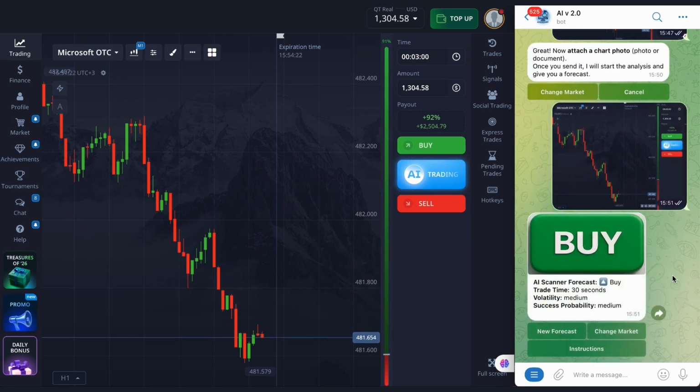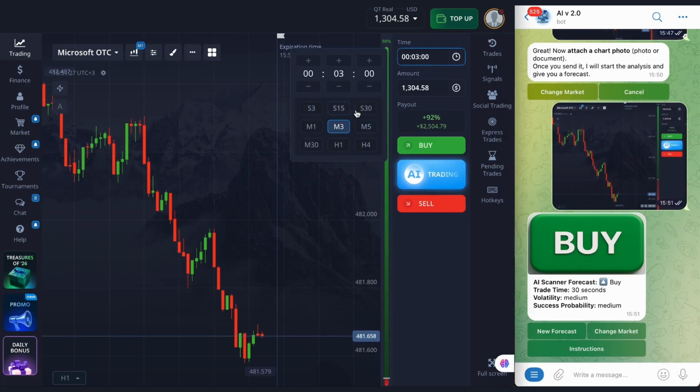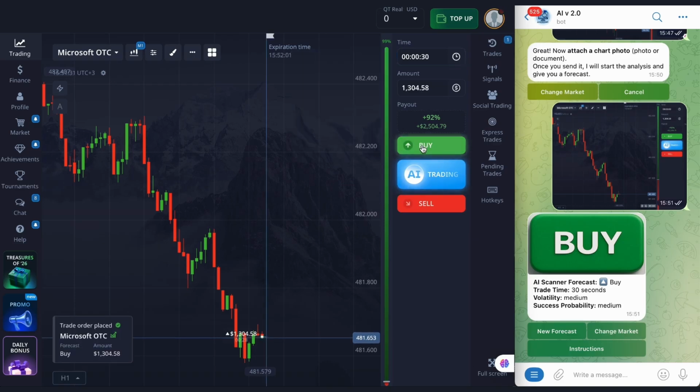It is gonna be a 30 seconds buy, ladies and gentlemen. Setting my timer on 30 seconds, and we're gonna go ahead and execute a buy order for this trade. We're gonna hold on tight and see how this is gonna play out, ladies and gentlemen. This is AI screener version 2.0 predicting our next trade, saying this is said to be volatility level medium, success probability medium. 20 seconds left on the timer, ladies and gentlemen.